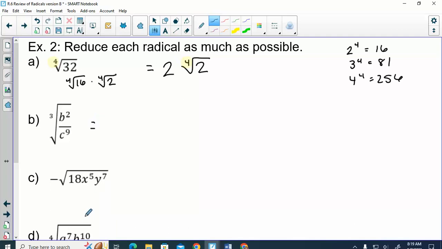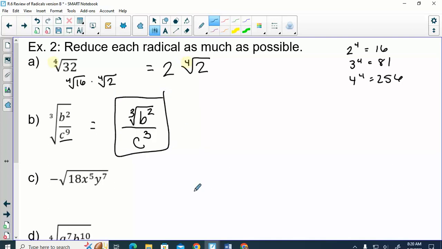Alright, B. So, one term we can break it up. Because it's a fraction, we can do the top and we can do the bottom. So the cube root of b squared. If we have 2 b's, do we have enough to form a group of 3? No, so it just stays under the radical. On the bottom, if I have c to the 9th, can I reduce that? Yes. 9 divided by 3 is 3. If we have 9 of them, we can make 3 groups of 3.